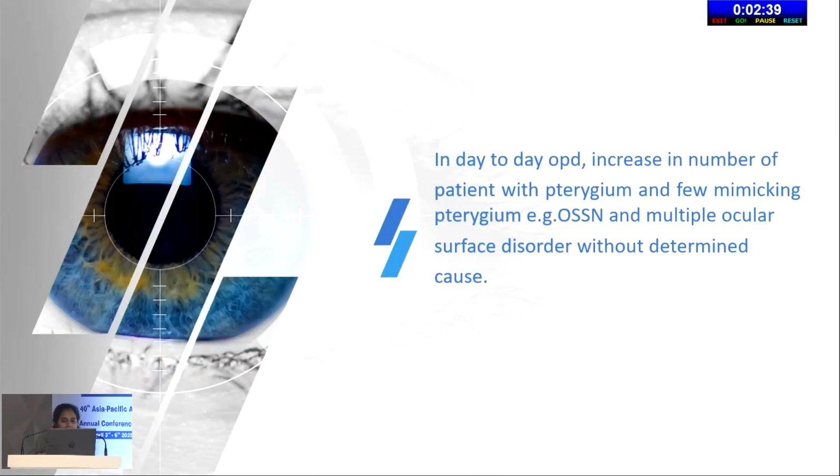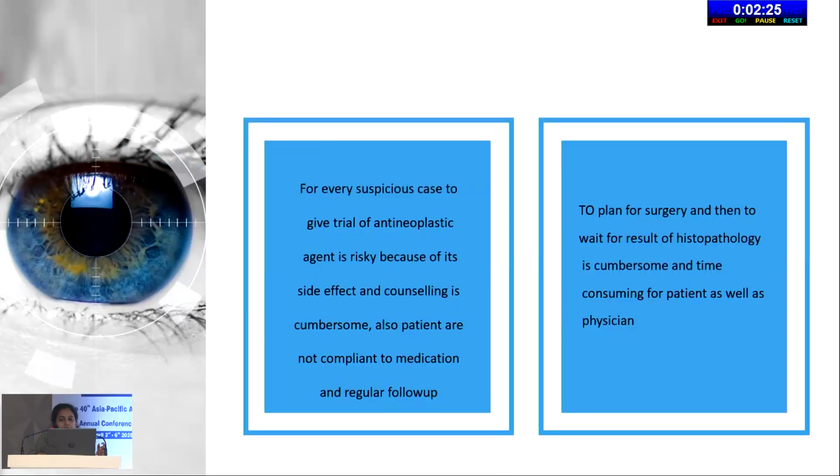In day-to-day OPD, we see many patients coming with pterygium or pterygium mimickers, for example OSSN, or multiple ocular surface disorders without any determined cause. For every suspicious case, we can't give an antineoplastic agent because it is risky because of its side effects, and counseling is sometimes cumbersome for patients. Patients also won't do regular medication and follow-up, and planning surgery and waiting for the histopathology result is time consuming.